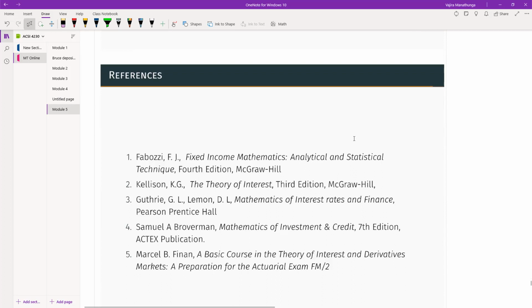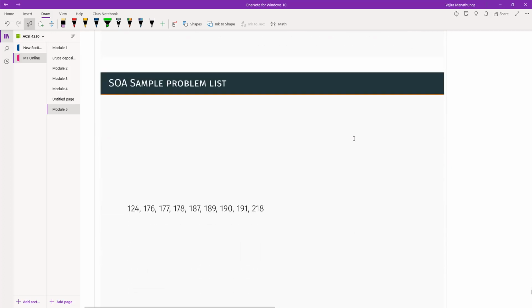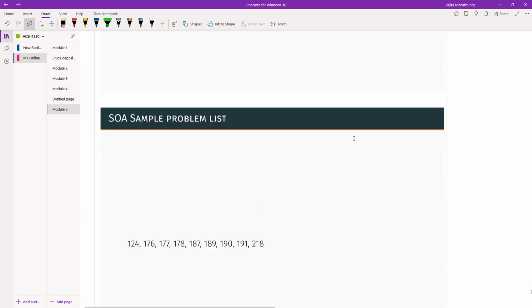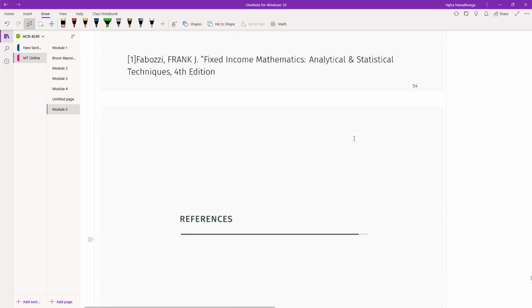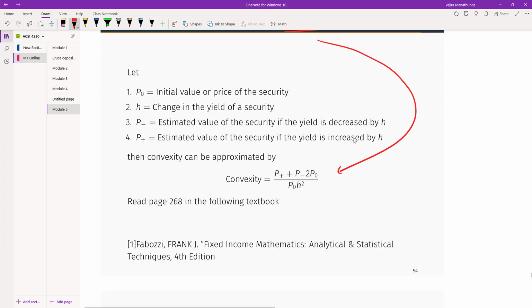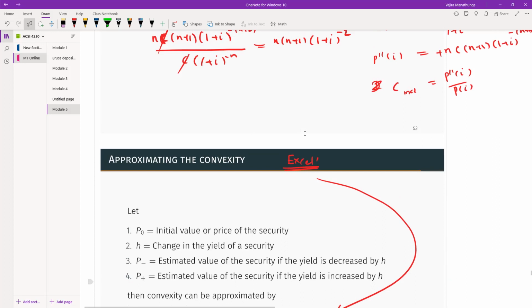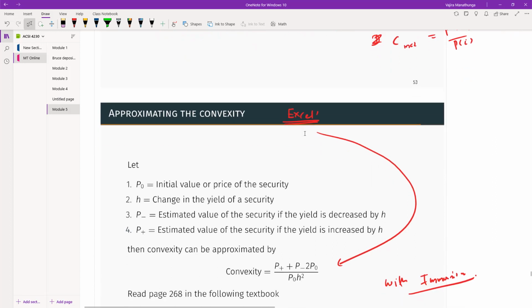Okay, that's all. And you can find a few questions. Actually, there are not many questions on convexity and duration standalone, because they are basically attached to the immunization problem. With the immunization concept, we can have more practice problems. But right now, you can just do the homework and do a few problems from SOA. When we come back to immunization, we will do a lot of problems.